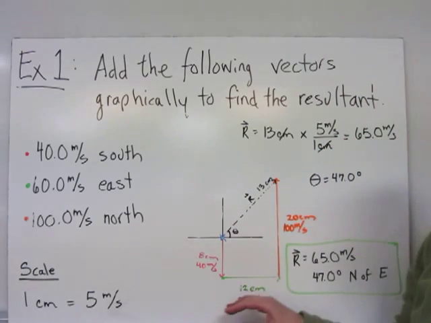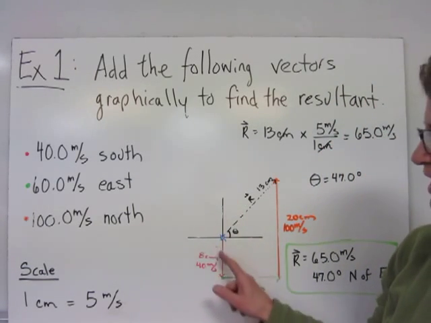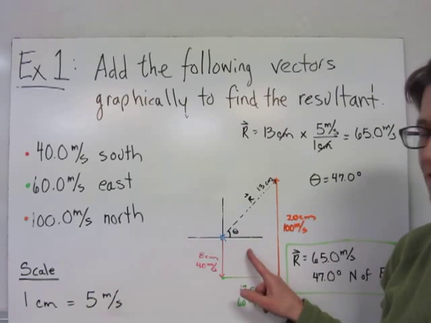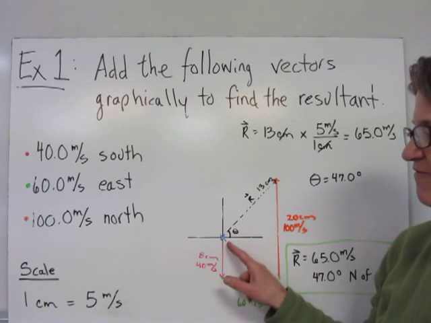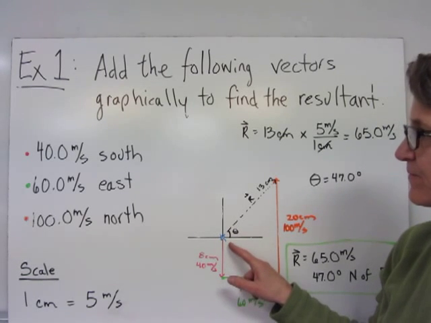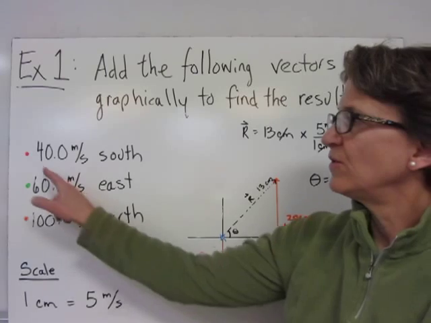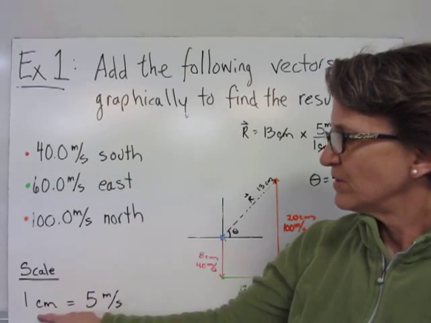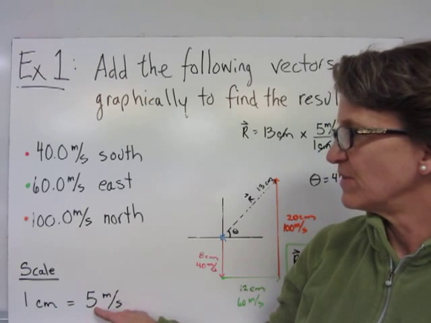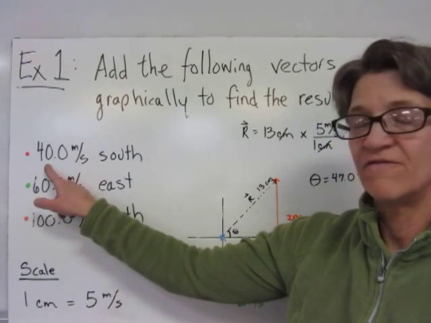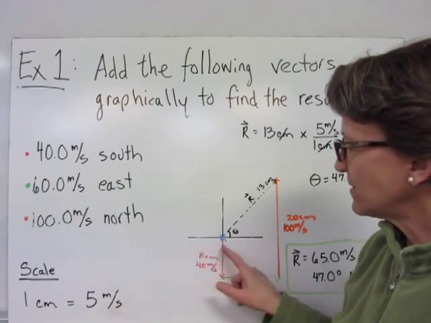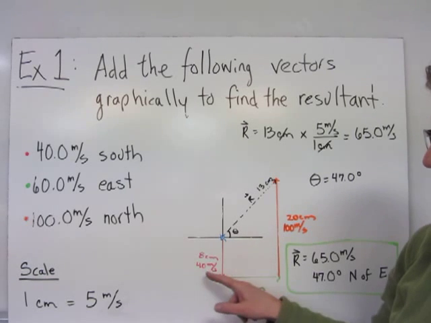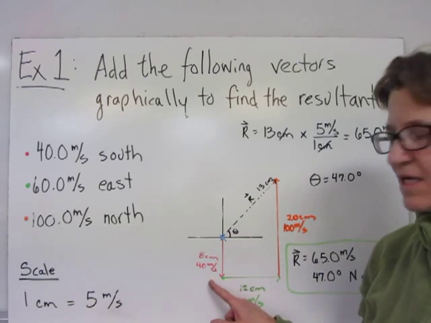Now, the first thing you do is put in a coordinate system. So the first thing I drew was the black coordinate system. Where I start, I've marked with the letter X. The first vector I drew was 40 meters per second to the south. If 1 centimeter equals 5 meters per second, I've divided 40 by 5, and my first vector on my graph is 8 centimeters long to represent that 40 meters per second.